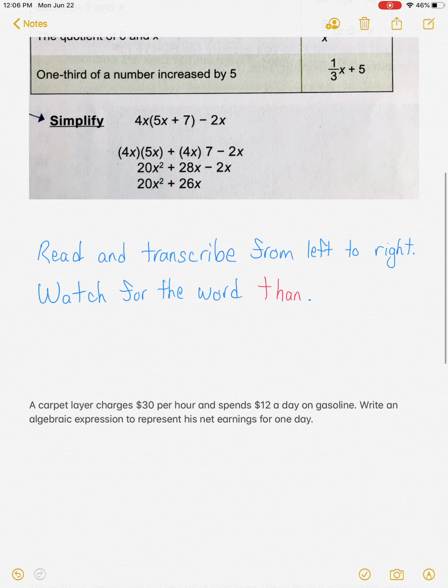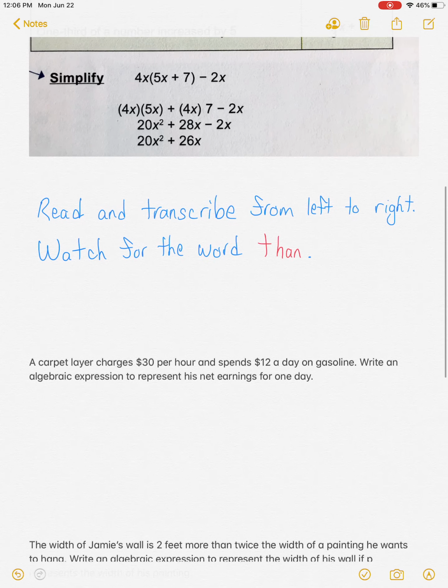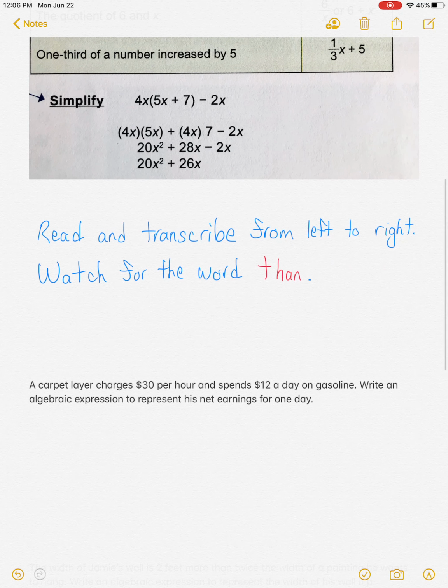Okay. So what you want to do is read and transcribe from left to right, and watch for the word than, because that's going to tell us certain things we need to pay attention to. So this first example here. A carpet layer charges $30 per hour and spends $12 a day on gasoline. Write an algebraic expression to represent his net earnings for one day.